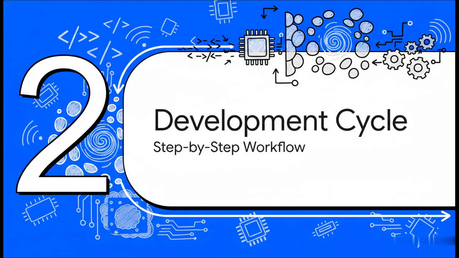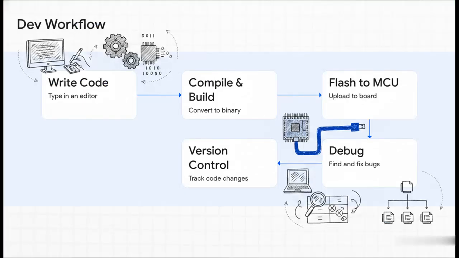Section 2. The embedded development cycle. So what exactly is the journey your code has to take to cross that massive language barrier? Every embedded project relies on 5 vital steps.